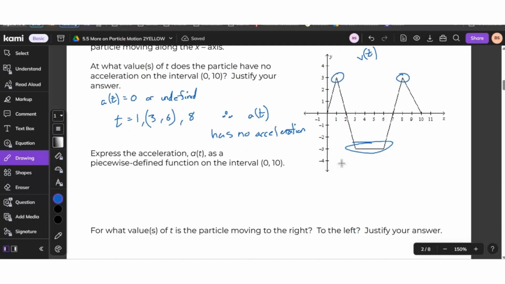Express the acceleration a of t as a piecewise defined function on the interval from 0 to 10. Okay. Well, this is obnoxious. So a of t is going to be a whole bunch of stuff. What's this slope? 3, from 0 to 1. I'm finding the slopes, right? And then here, what is that going to be? Negative 3?